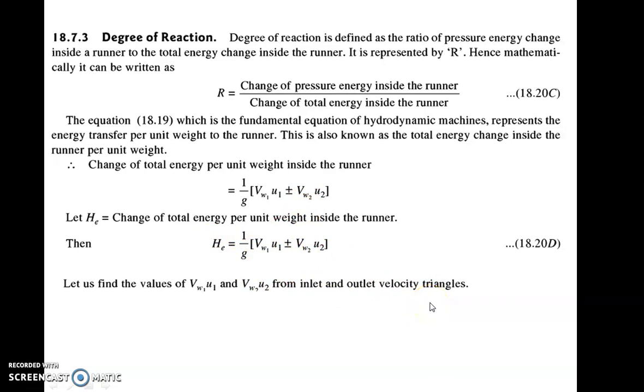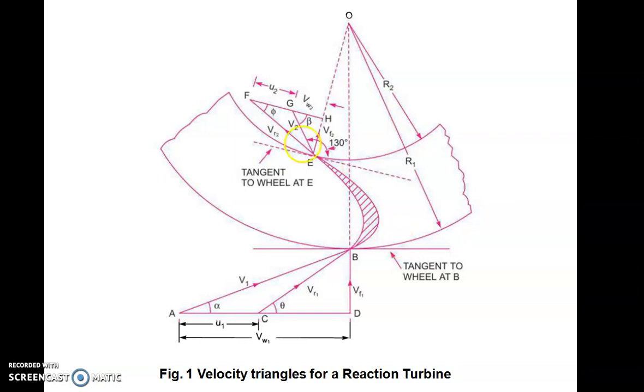Now let us see the degree of reaction derivation. Before that, let us see the velocity diagram for the reaction turbine. For a particular reaction turbine, this is the inward type of reaction turbine, radial flow reaction turbine. So this is water coming in, and it is going out at point E. So at point B it is entering into the runner, at point E it is leaving the runner. At point B, when it is entering at some angle alpha, it is nothing but the absolute velocity angle or the jet angle. So it is V1, V1 is the absolute velocity and the angle made by V1 with horizontal is alpha. Similarly VR1 is a relative velocity making an angle theta, because V1 is making an angle alpha, that's why VR1 has to make an angle theta.